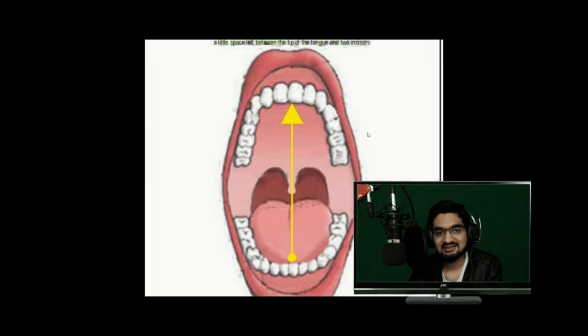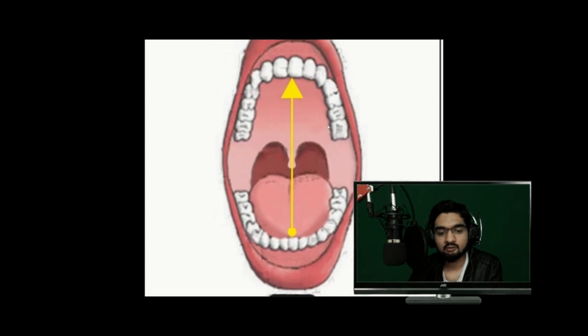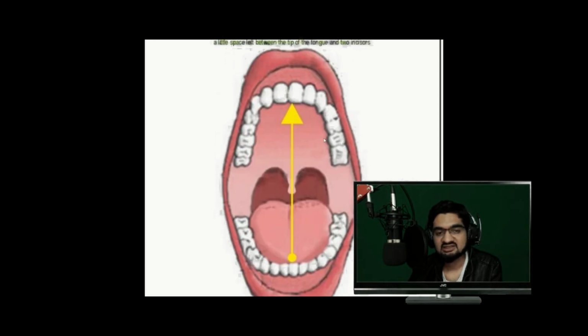Next letter is Sin. Sin is pronounced when the tip of our tongue goes close to the upper top front teeth. Just like Z, the same place is for Sin, but it gives a little whistle sound.